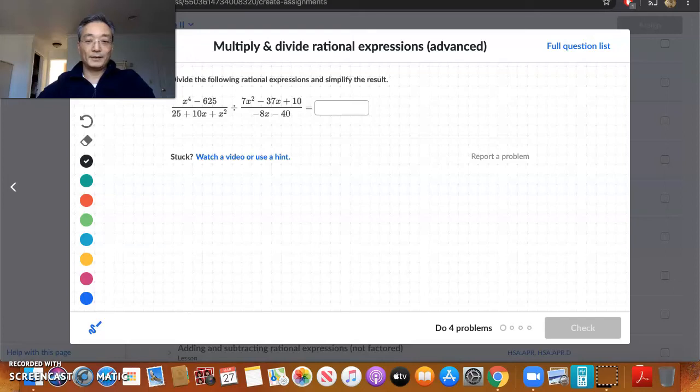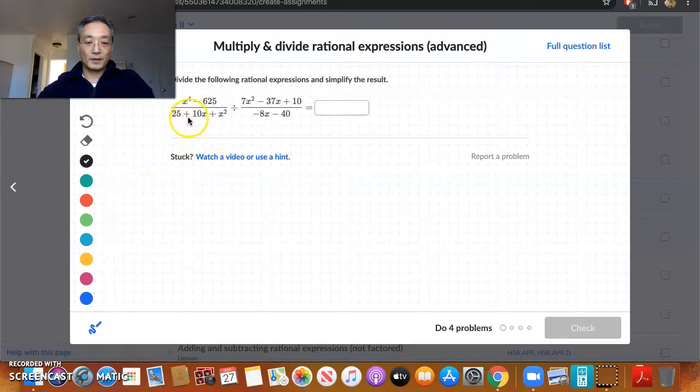Hi everyone. Today we're going to do a couple of these problems that deal with multiplying and dividing rational expressions, advanced. These are the more advanced problems, so they may be a little bit more involved in terms of factoring and manipulating the polynomials, but still they are doable, so let's begin.